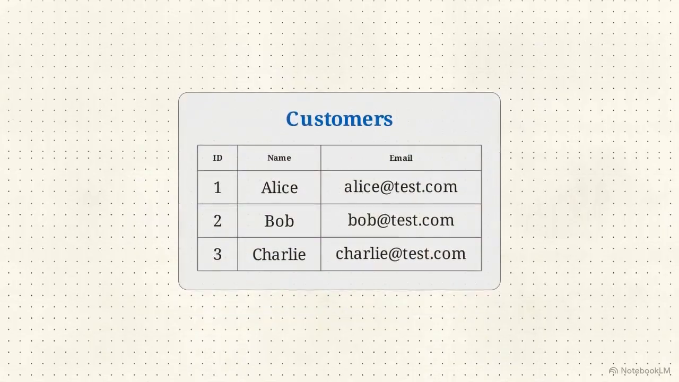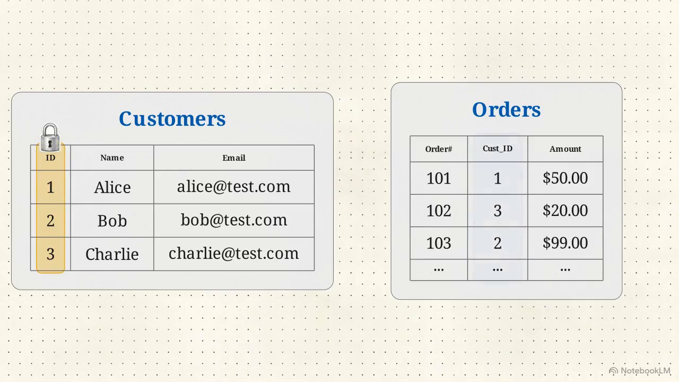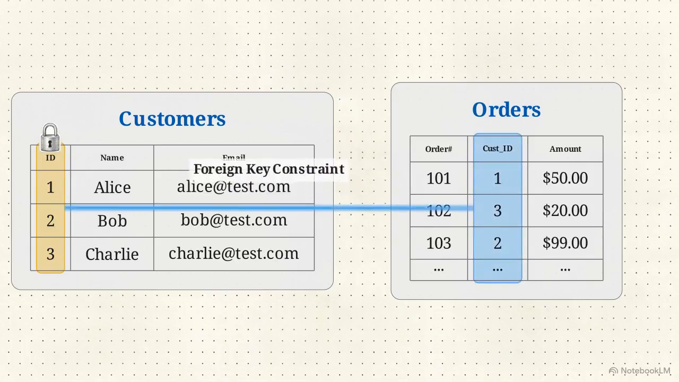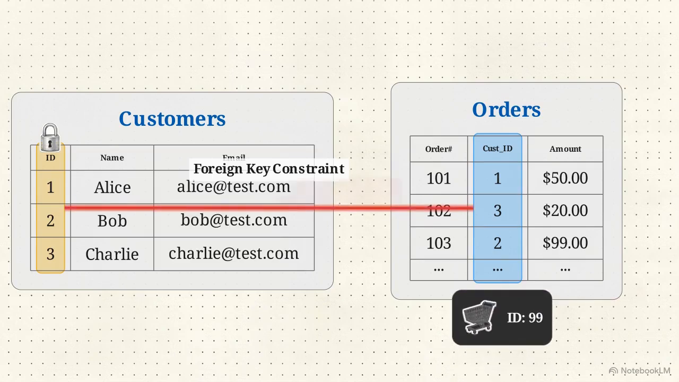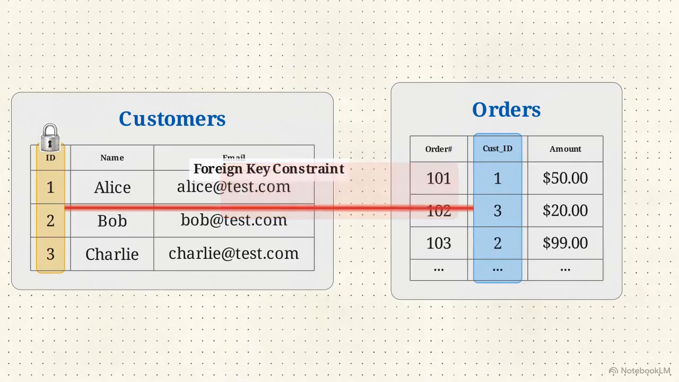Then we have the primary key. This is a unique identifier, an unchangeable anchor point that permanently distinguishes one specific row from every other record in a table. When scaling up to multiple tables, the foreign key constraint serves as the structural bridge between them. This specific connection enforces referential integrity. It guarantees that an order cannot be created for a customer ID that does not exist in the primary table.